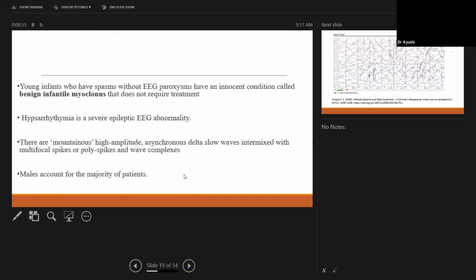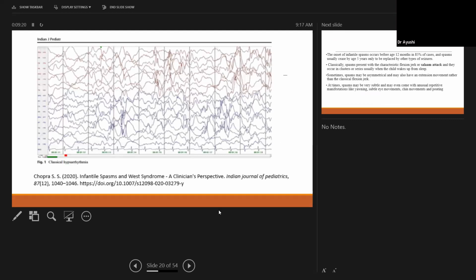Young infants who have spasms without EEG paroxysm have an innocent condition called benign infantile myoclonus that does not require treatment. Hypsarrhythmia is a severe epileptic EEG abnormality. There are mountainous, high-amplitude, asynchronous delta slow waves intermixed with multifocal spikes or polyspikes and wave complexes. Males account for the majority of the patients. This is an EEG which shows the classical hypsarrhythmia pattern found in infantile spasms.